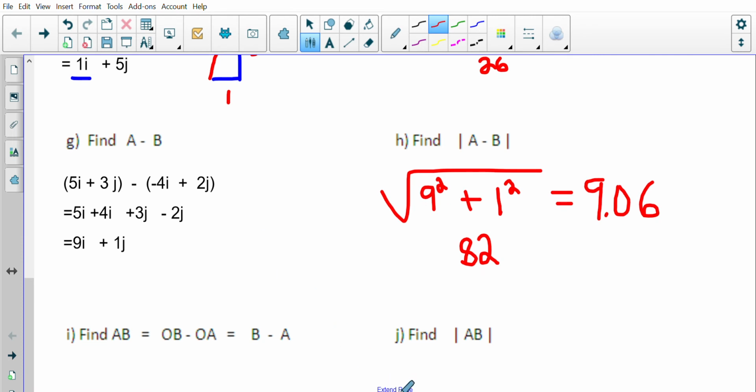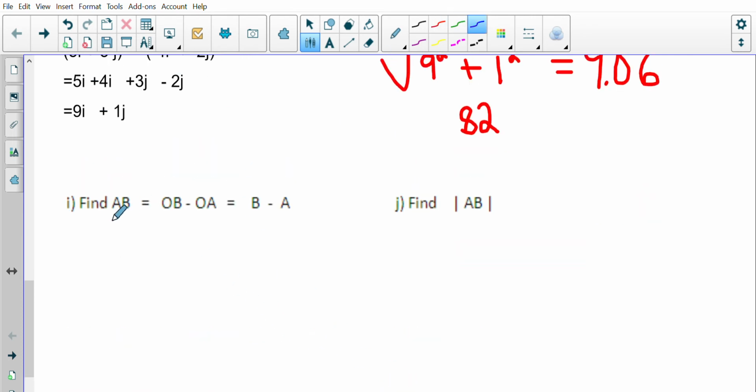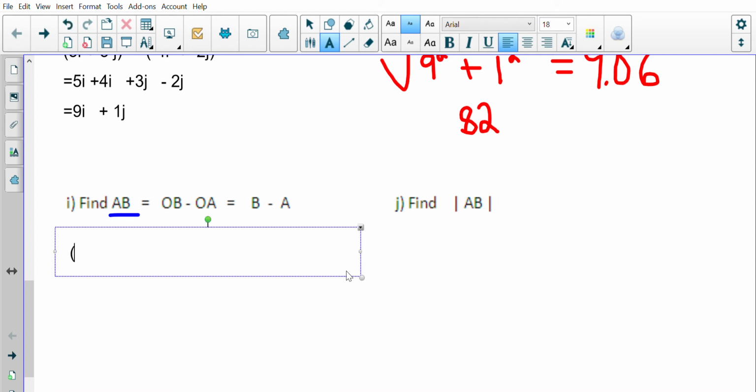Now, here's one that's a little bit different. If you're trying to find the vector AB, which really means you take OB minus OA, which really means you're taking B minus A. So that's something to watch out for: if you're finding AB, it's really B minus A. In this case, B was again minus 4i plus 2j. And again, we're subtracting, and our A vector was, I'm going to have to look at my sheet again, I forgot. Oh, 5i plus 3j. Again, written out as components.